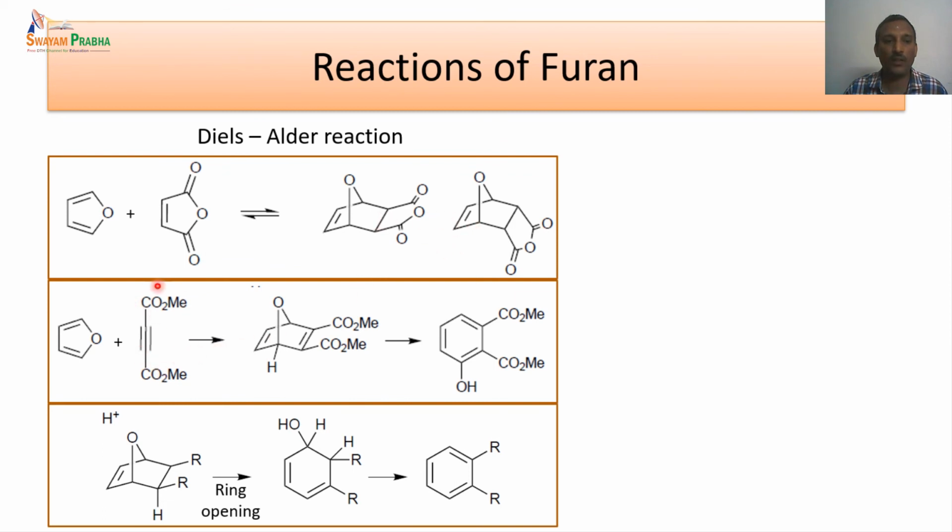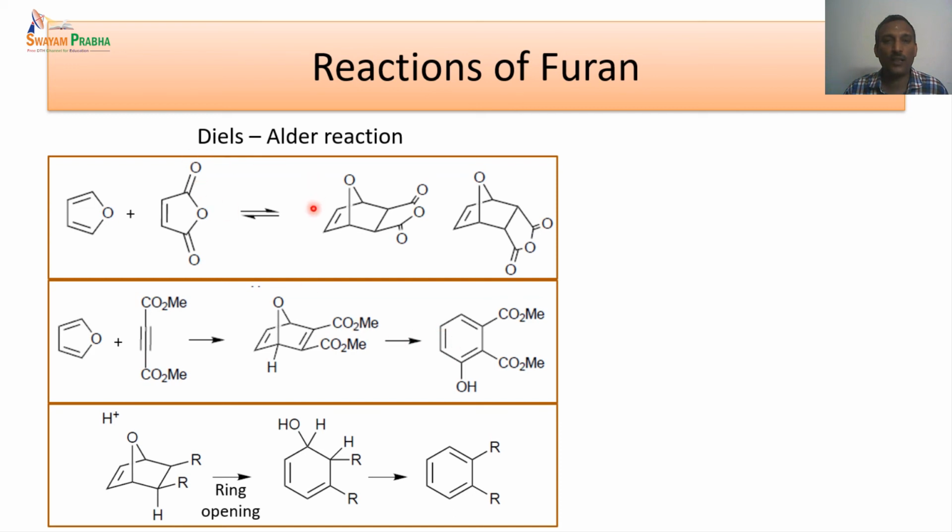And when we treat the same thing with acetylene dicarboxylate derivatives, we also get the Diels-Alder adduct, which can give the aromatic system on heating. So this Diels-Alder adduct undergoes ring opening to give an aromatized derivative. So this is one way of converting furans into aromatic systems. Basically, in this particular case, a tri-substituted benzene is formed. Here a di-substituted benzene derivative is formed. So furan can be converted to an aromatic system through the Diels-Alder reaction.